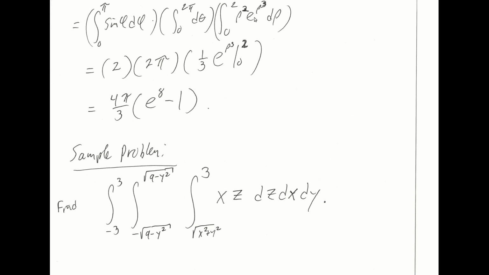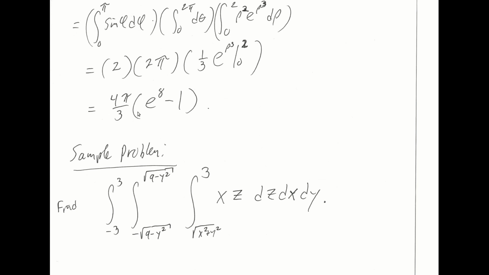And the antiderivative of this expression looks like this. So 1/3 e to the rho cubed. You can double check me. If you differentiate this, the chain rule should bring you back to rho squared e to the rho cubed. I'm glossing over a minor u substitution for this portion. But then rho is going from 0 to 2. I can plug in values and I end up with 4 pi over 3 times e to the 8 minus 1.